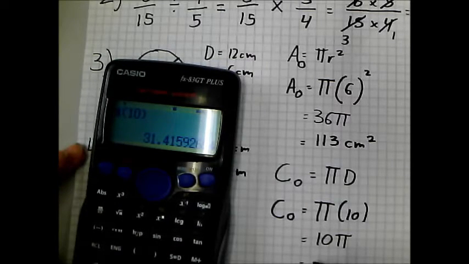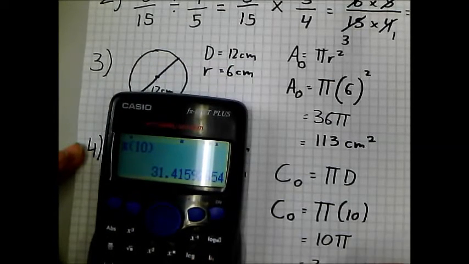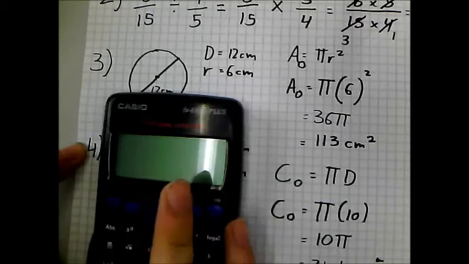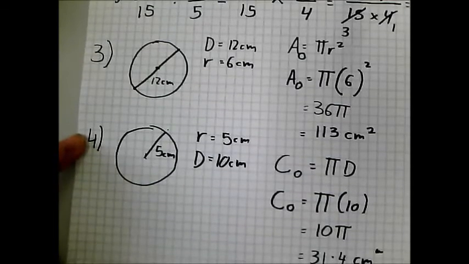So the 30 is the first significant figure. The 1 unit is the second significant figure. And then the 4/10 is the third significant figure. Okay, and the next value is a 1, so it rounds down to 31.4 centimetres only. Because the circumference is all the way around the circle, it's a length, so it's in centimetres.